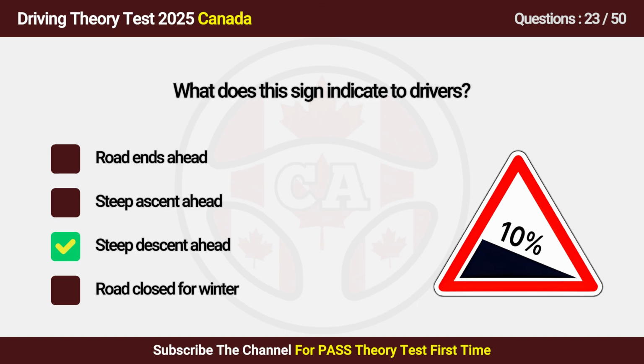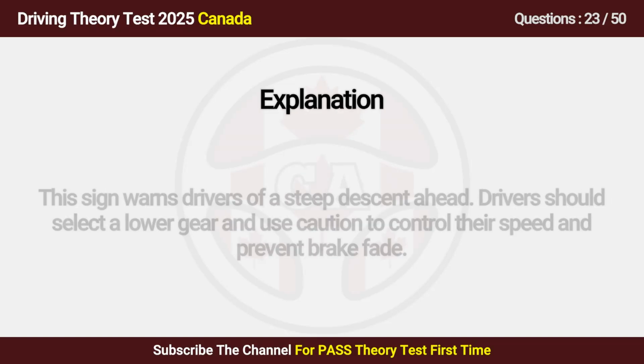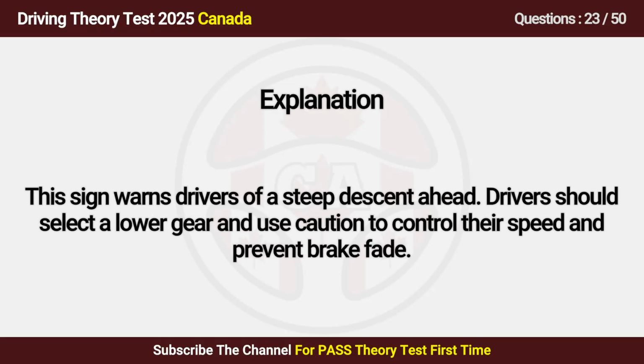Answer is C. Steep descent ahead. This sign warns drivers of a steep descent ahead. Drivers should select a lower gear and use caution to control their speed and prevent brake fade.